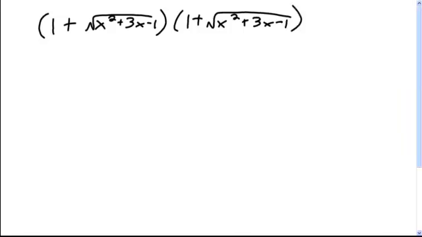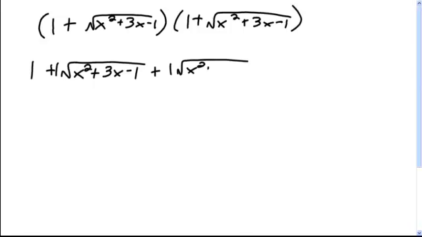So foiling, first I get 1. Outside I get 1 times the square root of x squared plus 3x minus 1. Inside I get plus 1, so that's one of them, times the square root of x squared plus 3x minus 1. And the last term, don't expand it out in terms of multiplying what's underneath the radical. You have two of the same thing, x squared plus 3x minus 1, squared. You have two of the exact same thing, which means the square and the square root undo each other.